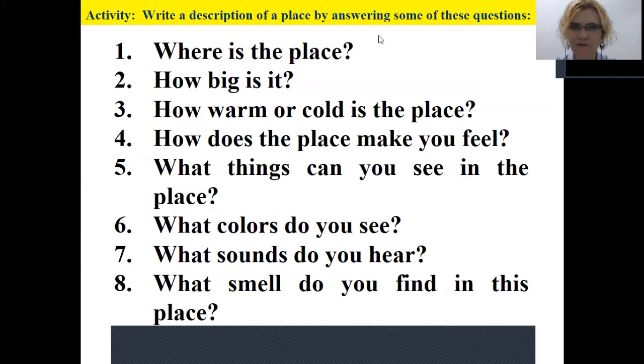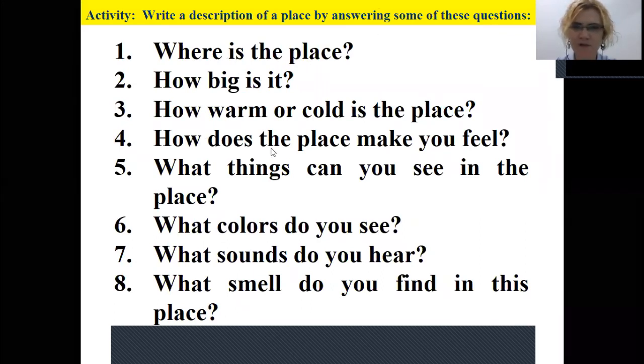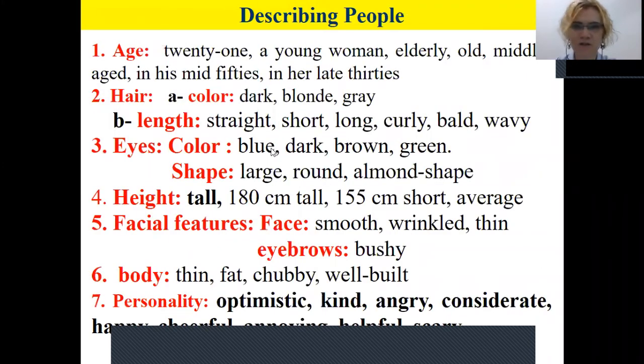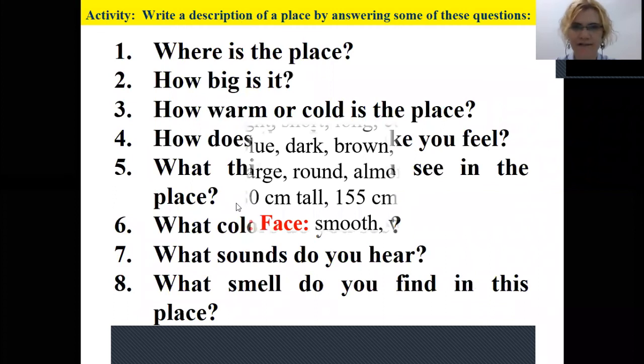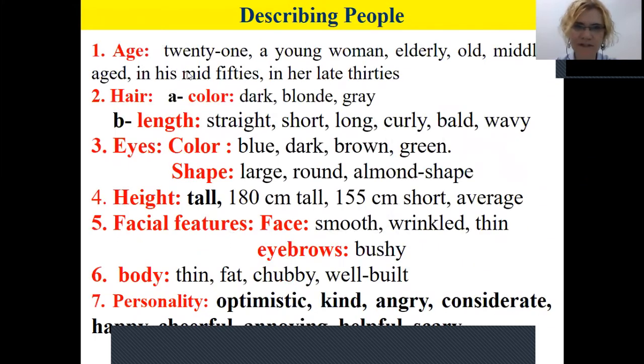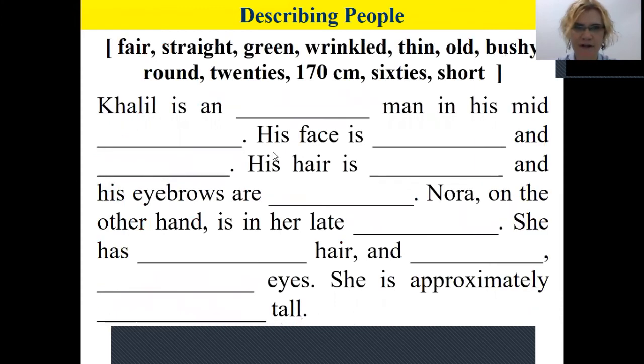So write the description of a place. You can think about place, what you're doing. Here it also says you can think about colors, sounds, smells, all that. Describing people is different. Age, hair, color, length, facial features, body, personality. There's a whole lot that comes around when describing people. So this is an example of that.